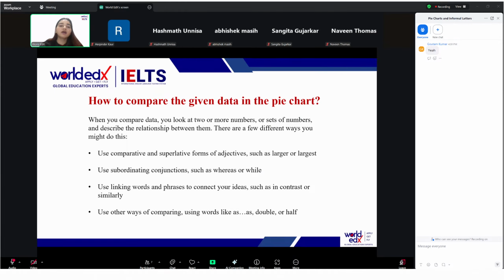Okay, now coming to the next question, how to compare the given data in the pie chart. When you are looking for the comparisons, always see what was or what is the difference in terms of the numbers. Did they increase or did they decrease? Also see if there is any significant relationship, is there any significant contrast that you can draw from the data.